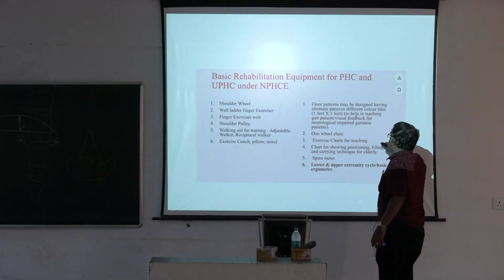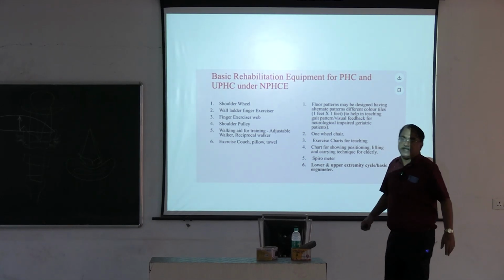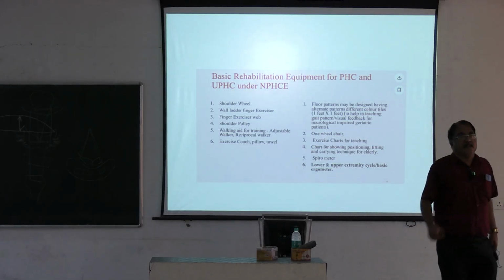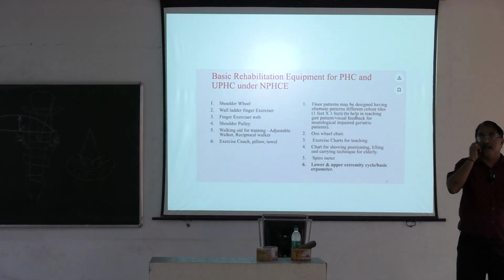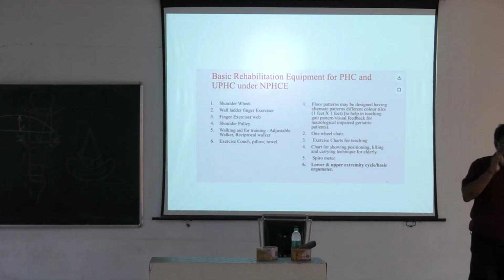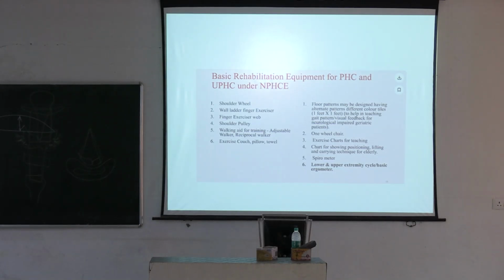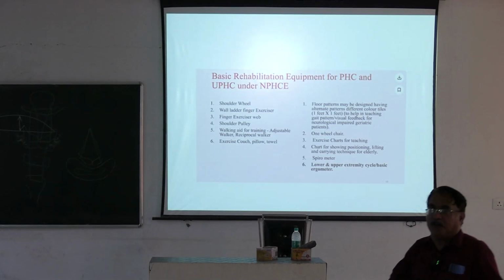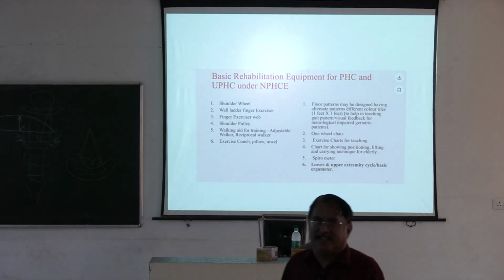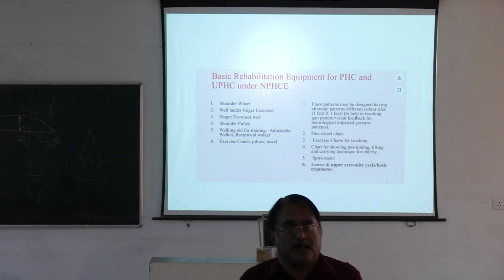Apart from that, you have this lower and upper extremity cycle or basic ergometer. Have you seen the ergometer? In physiology, have you seen the ergometer? In our time, there used to be an ergometer. Basically, you cycle on it, you know how many calories you're spending. I think it's still there in the physiology, maybe.